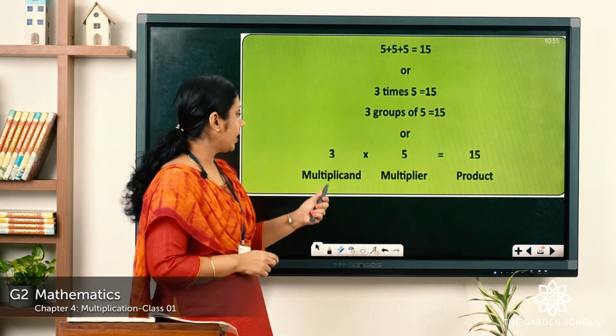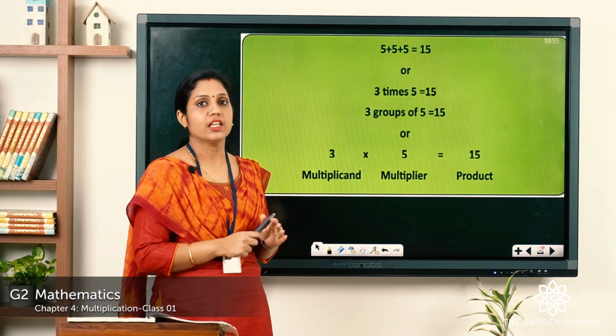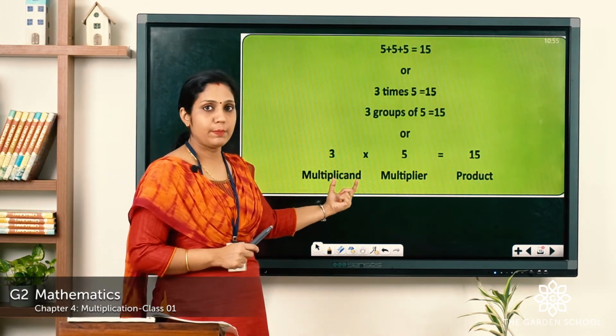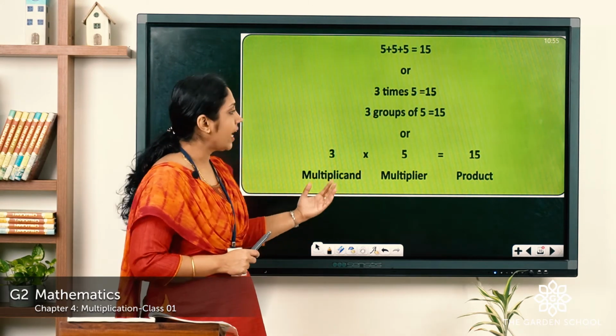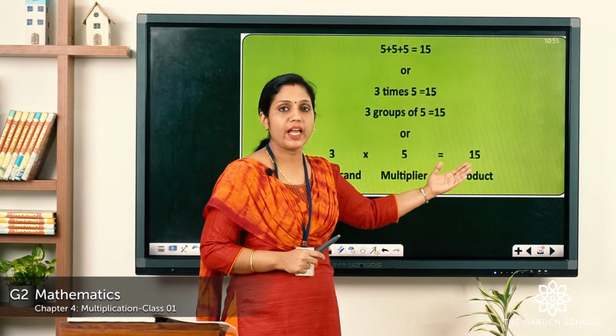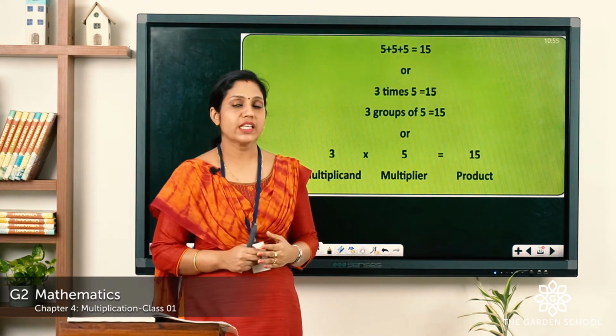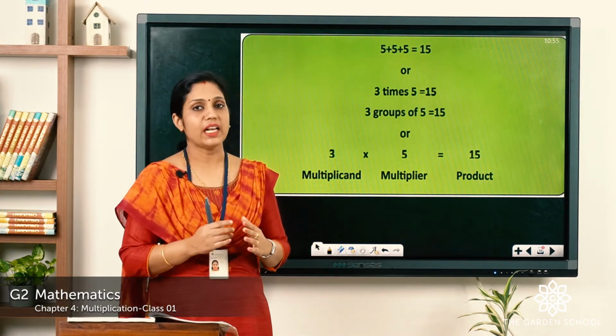Here the number 3 is called the multiplicand. The first number is the multiplicand and the second number is the multiplier, and the answer which we get after multiplying is called the product. So when we say the product, that is the answer of the multiplication.